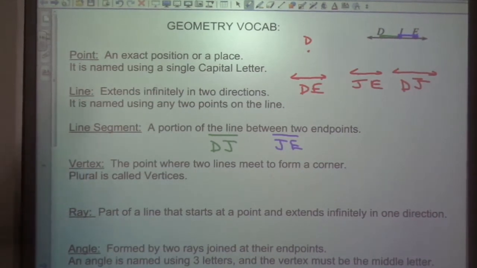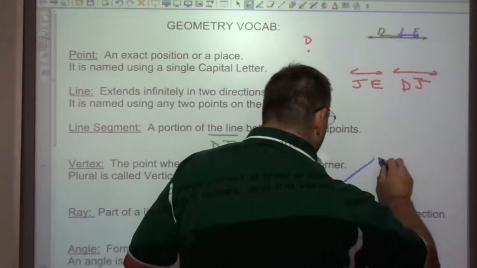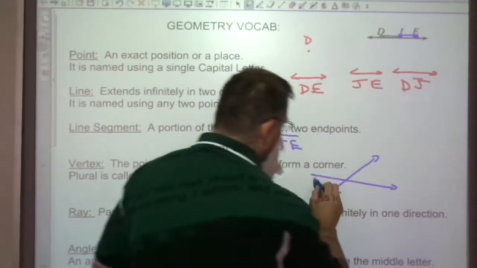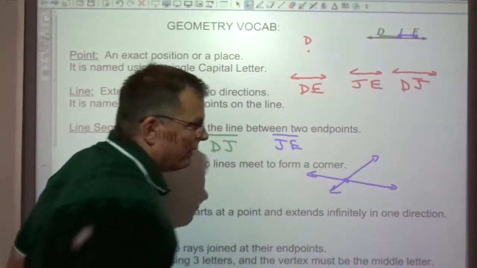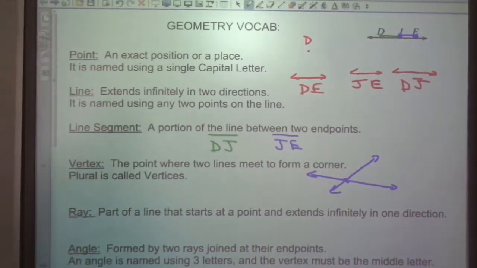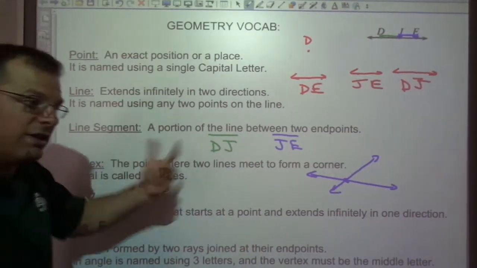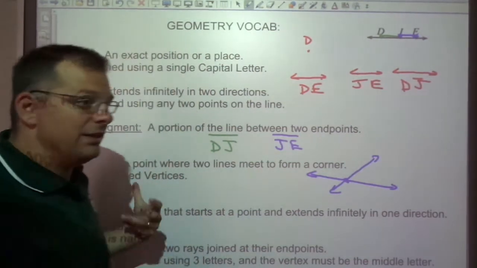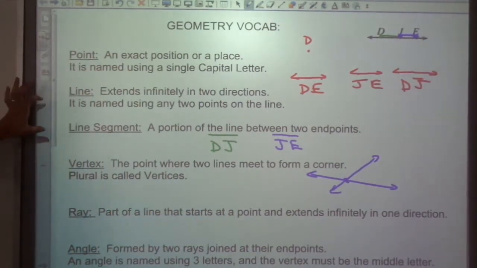A vertex is a point where two lines meet to form a corner. So for example, if I have a line and another line, let's say here a line and another line, okay, this we could call a vertex. Anytime you have multiple vertexes, the plural for that is vertices. Okay, so we'd say the vertex of an angle perhaps.